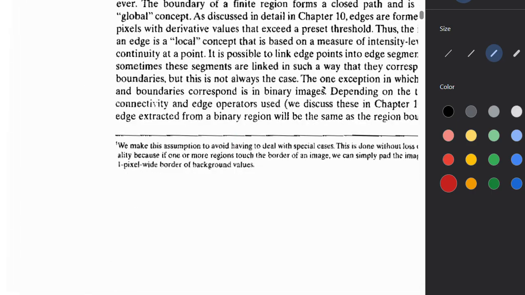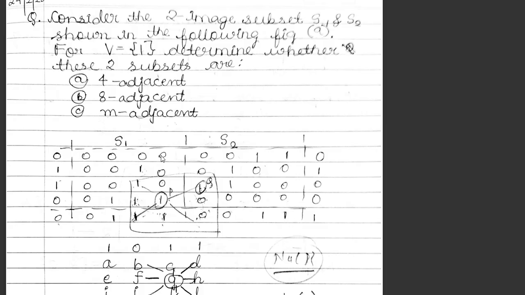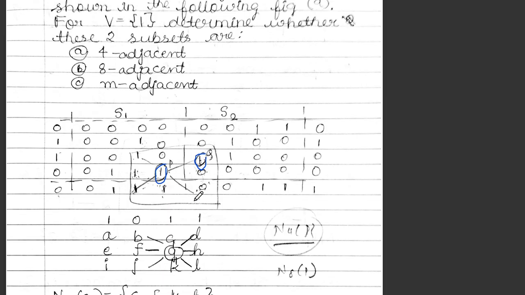Now we'll look into the problem. Here this is the question. Consider the two image subsets S1 and S2 as shown in the following figure A. This is figure A, and here you have to find out if the two subsets S1 and S2 given are 4 adjacent, 8 adjacent or M adjacent. The points given here, this point is P and this point is Q. We have to find the 4 adjacency first.